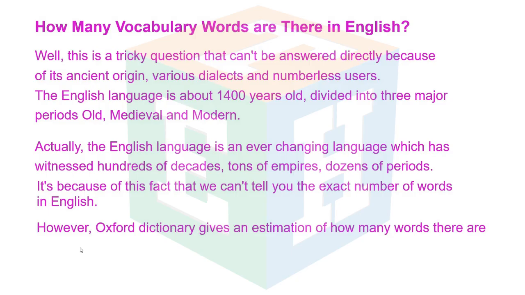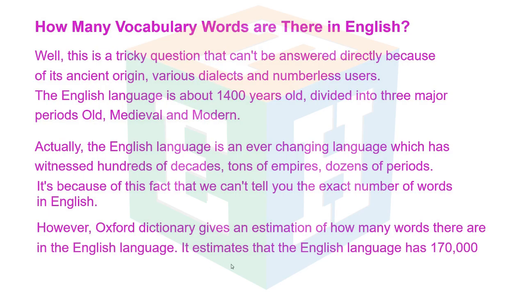However, Oxford Dictionary gives an estimation of how many words there are in the English language. It estimates that the English language has 170,000 words in use and 47,000 obsolete or archaic words.